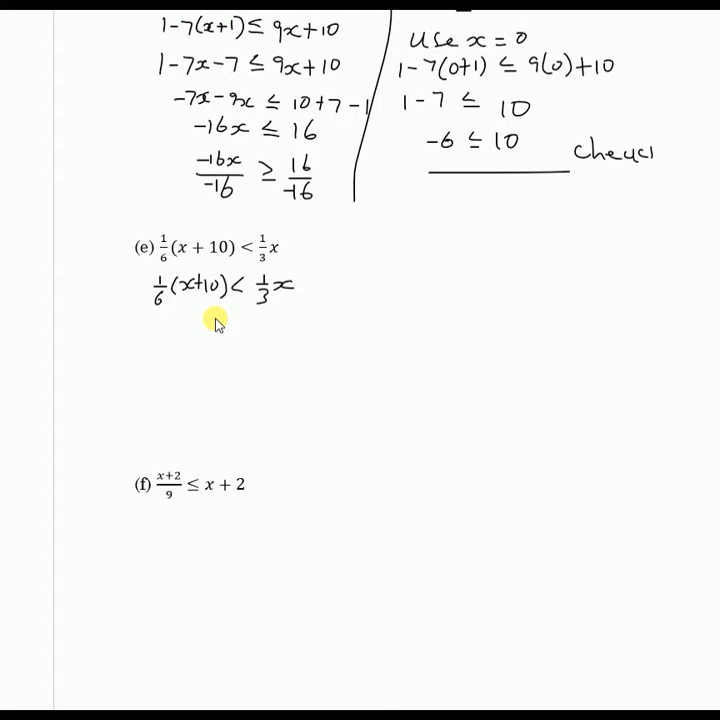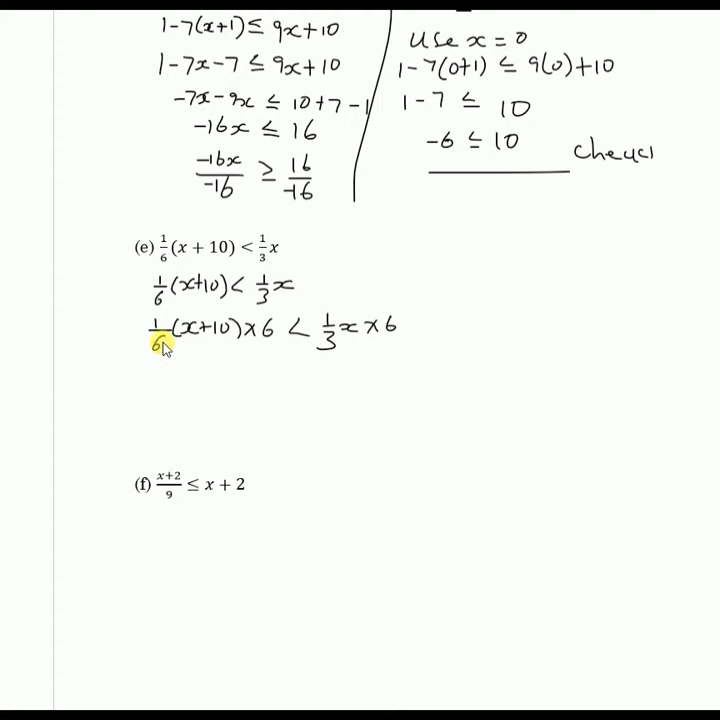6 is the LCM of the denominators. We have 6 here and 3, so the denominator has LCM 6. So I have this expression 1 over 6 into x plus 10 times 6 less than 1 over 3x times 6. That is what we call multiplying through by 6. I'm doing that because when I multiply through by 6, I shall be getting rid of the fractions, and I have things which are not fractions.